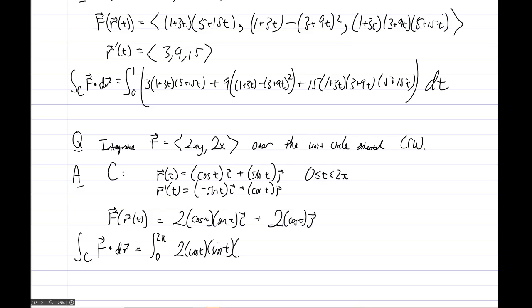Negative sine of t, okay, plus 2 cosine of t times cosine of t. All right, so 2 times cosine of t times the other cosine of t. And we'll write dt. And we'll stop that problem there. If you'd like to work out the work for this, it should be 2 pi.